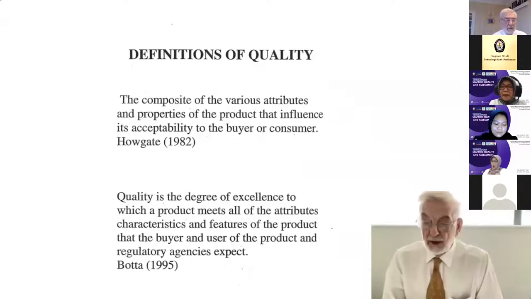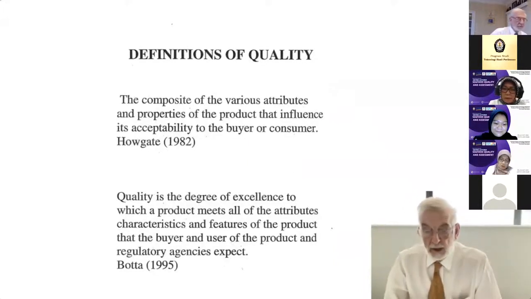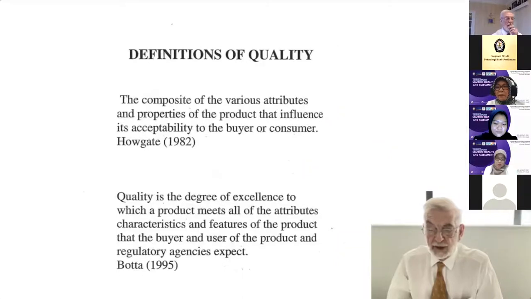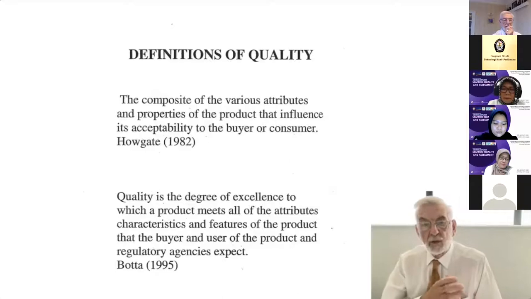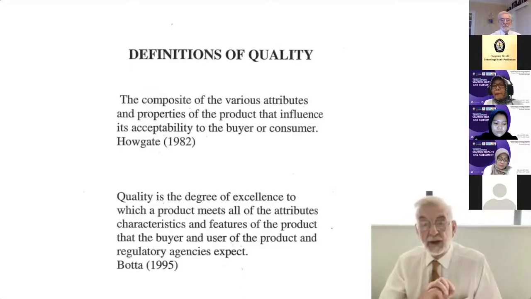So let's start with what we mean by quality. Now, there are two definitions of quality that I'm presenting here. The first one is the composite of the various attributes and properties of the product that influence its acceptability to the buyer or customer. In other words, quality means different things to different people, and I'll be talking about this on the next slide.